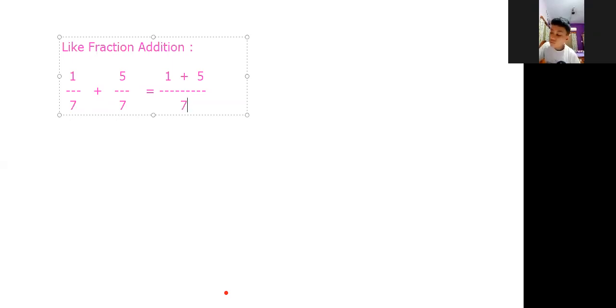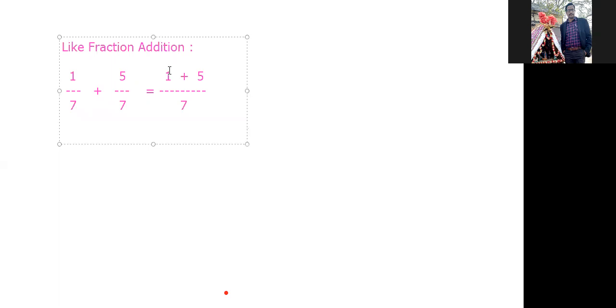So you can see here the two numbers are the like fractions, and if I want to add these two numbers, what I have to do, I have to just simply add the value 1 with 5, and the denominator becomes 7, because it's a like fraction. So we get the result as 6 by 7.